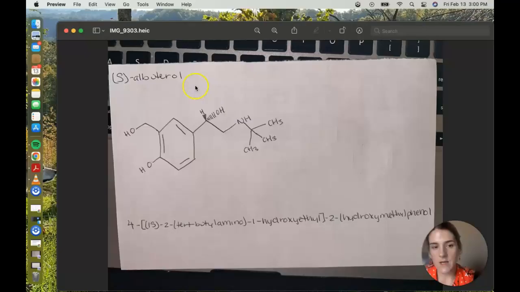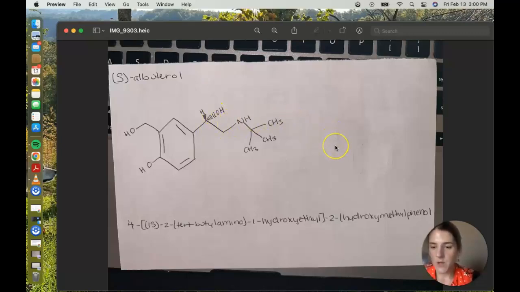All right, this is our S-albuterol. This is where we have the S configuration, where we're going counterclockwise at this chiral center. As you can see right here, the hydrogen is coming at us, but this is also the 4th priority, and our 1st priority is going towards the back, so this will give us an S. This is the, quote, more active albuterol enantiomer.